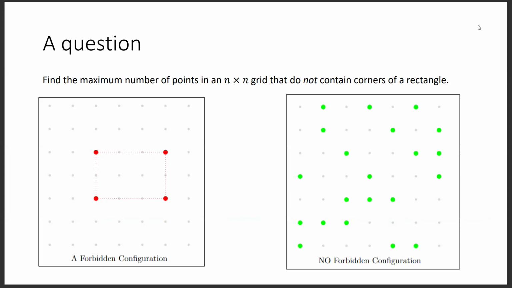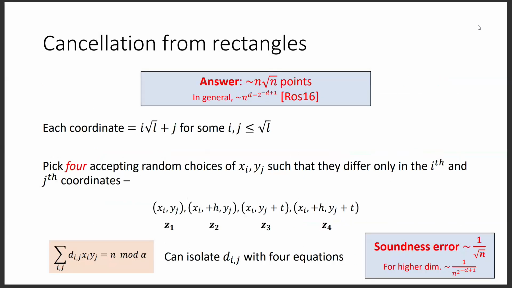So a question you can ask is, what is the maximum number of points that you can pick here that do not contain a single rectangle? Or, the same question in the other direction: what's the minimum number of points you need to pick so you always find at least one rectangle? The answer turns out to be something like n root n points out of n squared.